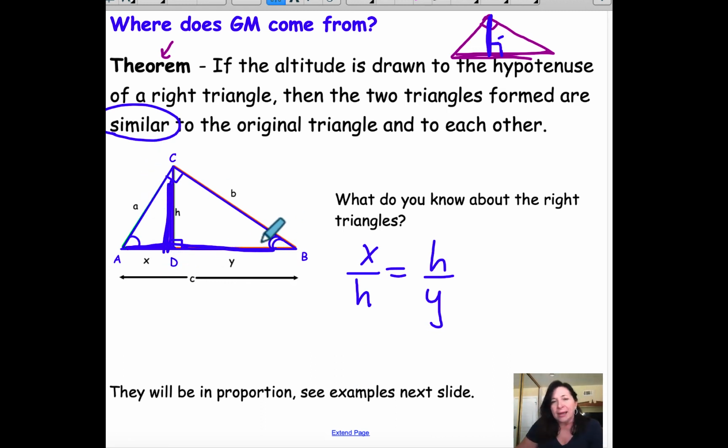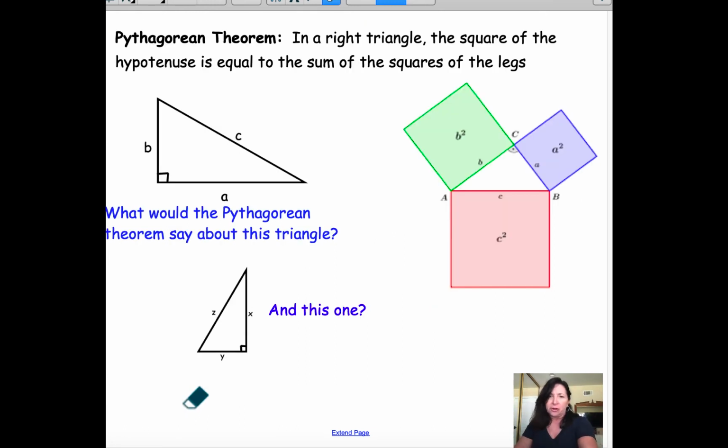And I could also do hypotenuse is to a leg as the hypotenuse, that's my hypotenuse for that little triangle, is to another leg. So you can do a bunch. We're definitely going to revisit this, but there are a lot of proportions that you can make for the geometric means.